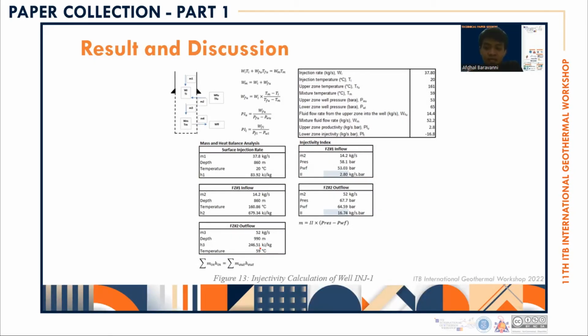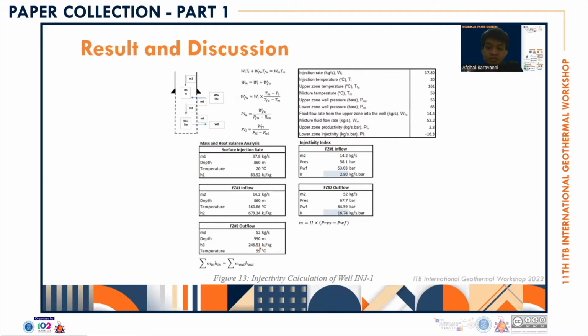Using mass and heat balance analysis, the upper feed zone productivity index at a depth of 860 meters is 2.8 kilograms per second bar, and the lower zone productivity index at a depth of 990 meters is minus 16.8 kilograms per second bar. The negative value of the productivity index in the lower feed zone indicates the direction in which the injection fluid flows into the formation.